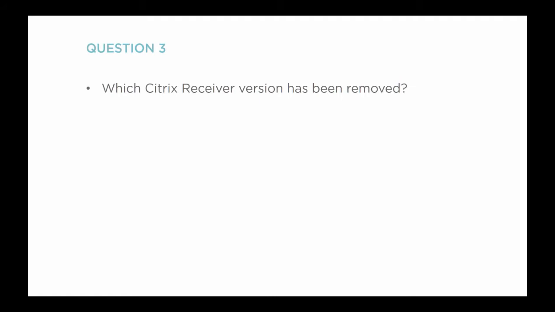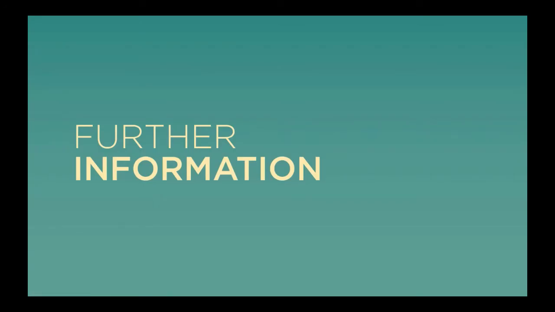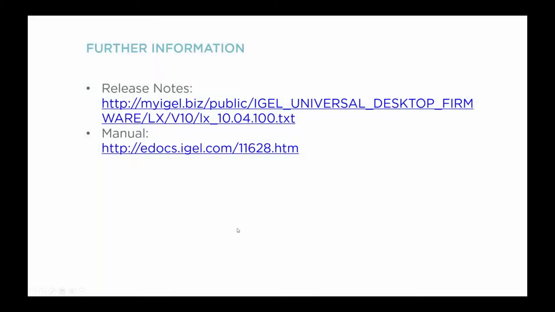It's always the old one, and 13.5, which many people have chimed in. Yes, the right answer. Okay, that's so far for the questions. And where can you find further information? In the release notes, which you can find A on eDocs and B on our download server, myigel.biz. And I tend to recommend the plain text version because it has all the information in one file.